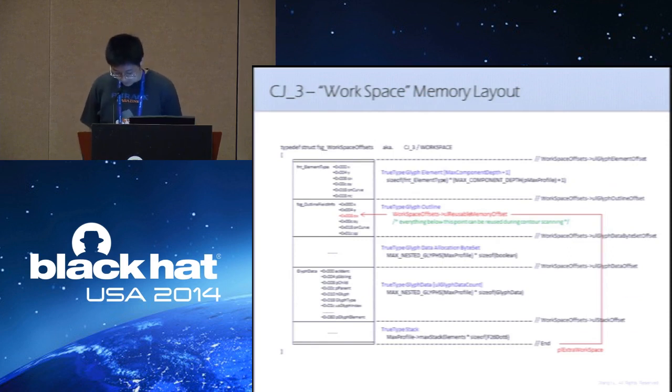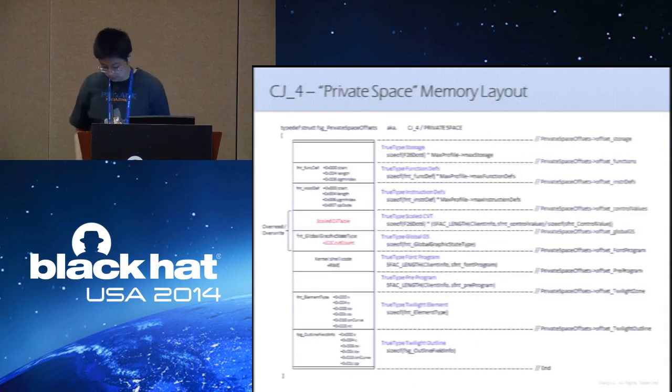This is the data structure layout of CG3. It's also called the workspace. It's responsible for the maintenance of basic information of the font engine, for instance, the coordinate description of points of the glyph. And this is the data structure layout of CG_4. It's also called the private space, which is the core data structure of the font engine. In CG4, we could find information like the runtime state of the TrueType interpreter and the virtual machine stack, the storage area info, and even the instructions of the font program and pre-program and so on.